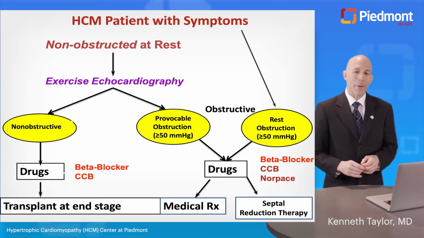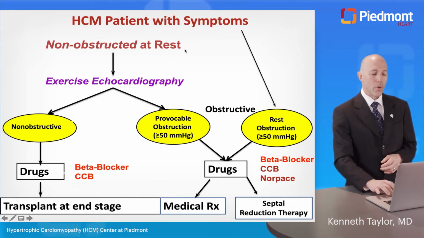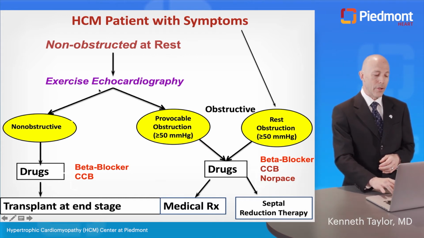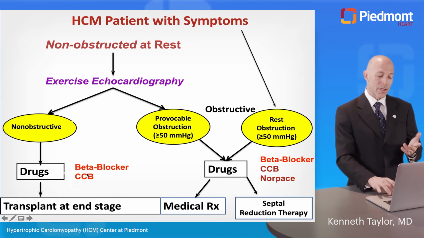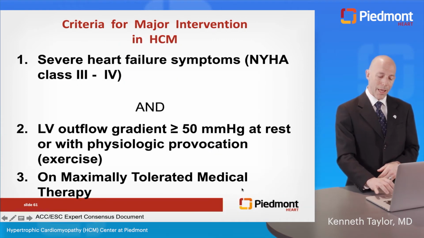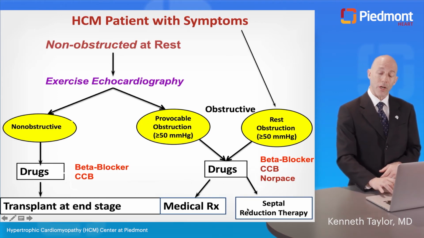So if you have a patient with hypertrophic cardiomyopathy with symptoms, we'll assess their gradient, and then if they're non-obstructive at rest, we'll do a stress echo. If they're non-obstructive, then they'll be typically managed with meds, depending on their degree of symptoms and or other comorbidities. If they're obstructive, again, we institute drugs and we'll use beta blockers, verapamil, and or Norpace if needed, and then reassess. If they are symptomatically okay, we'll follow them on medical therapy. If they're not, then we'll talk about potential septal reduction therapy.